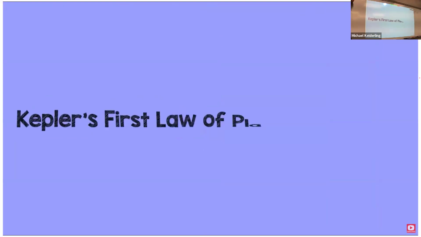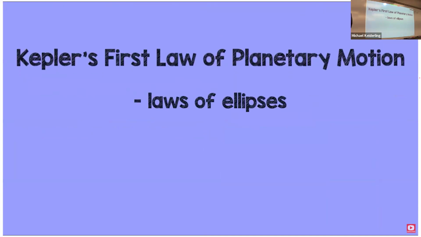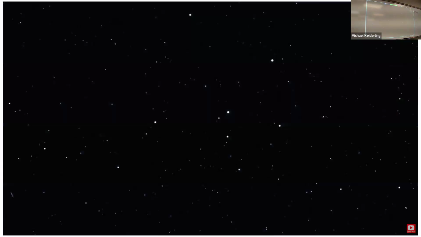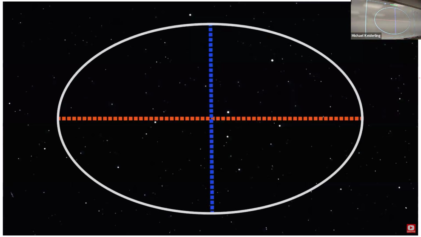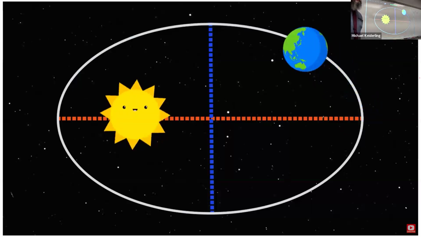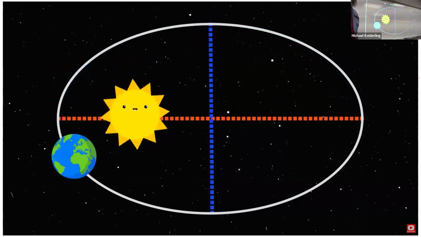Kepler's first law of planetary motion, sometimes referred to as the law of ellipses, can be stated as: all planets move about the Sun in elliptical orbits, having the Sun as one of the foci. This means that planets are orbiting the Sun in a path described as an ellipse. This is a picture of an ellipse. Suppose this ellipse is where the planet Earth moves. The Earth moves along the ellipse around the Sun. The Sun is located at either one of the foci of the ellipse.